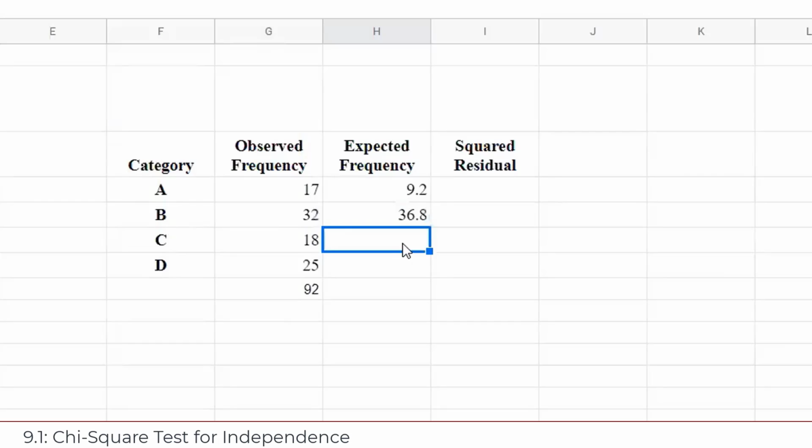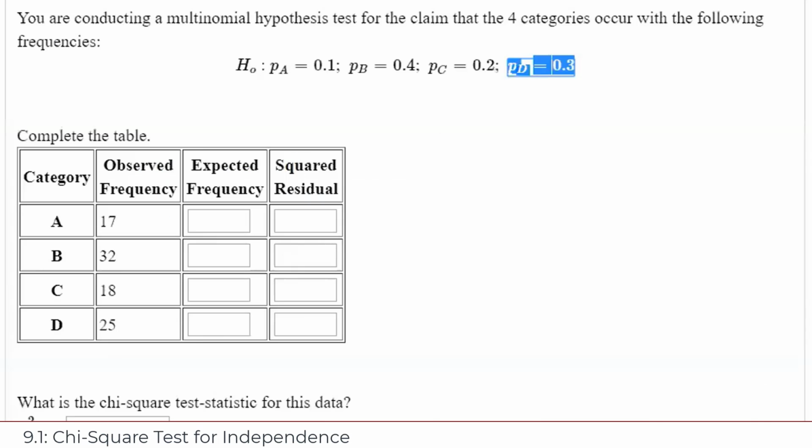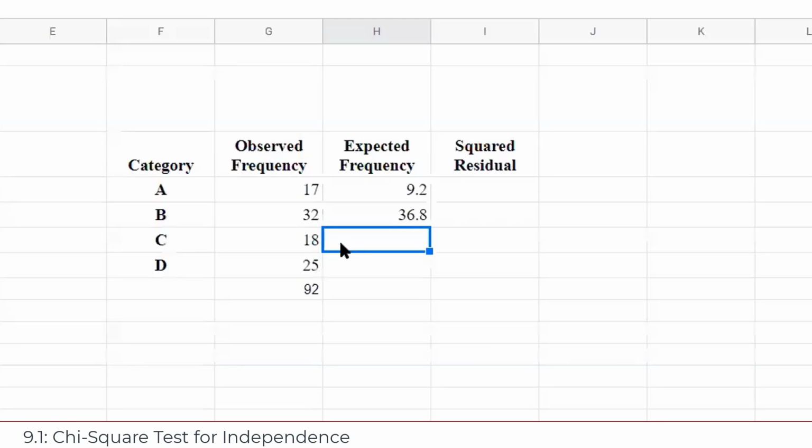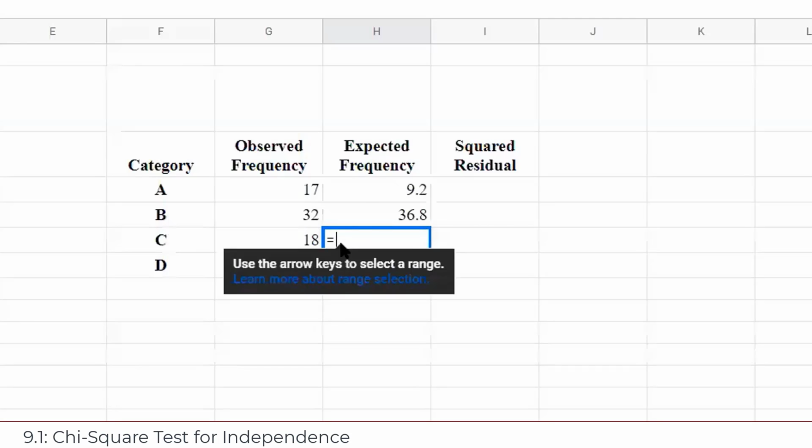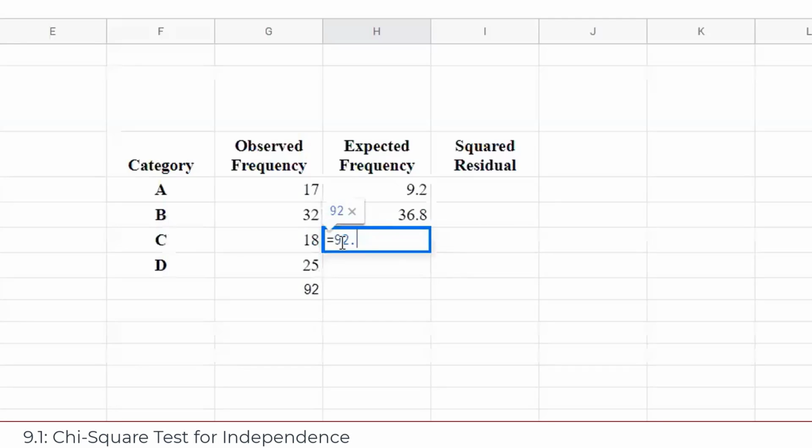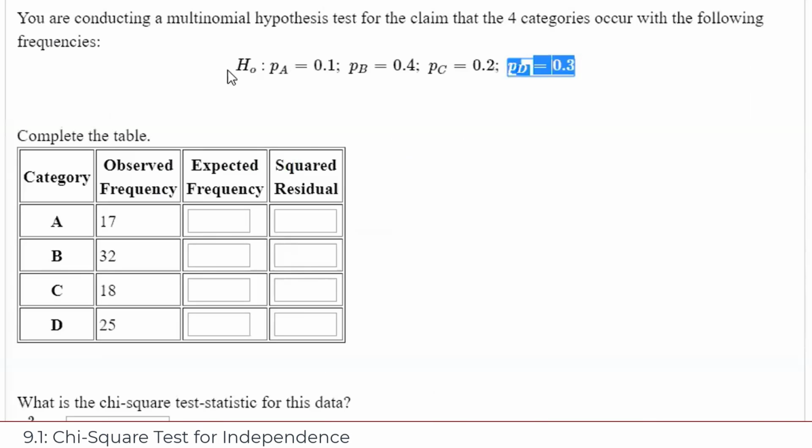Category C, what was category C? 20%. So that would be equals 92 times 0.2. And category D should equal 92 times 0.3. So these are my expected frequencies based on the distribution that the problem gave me.